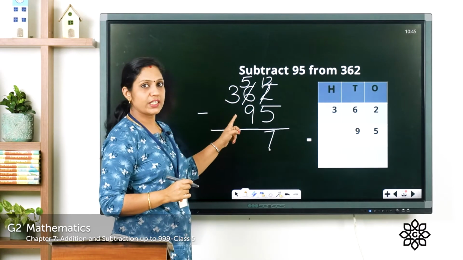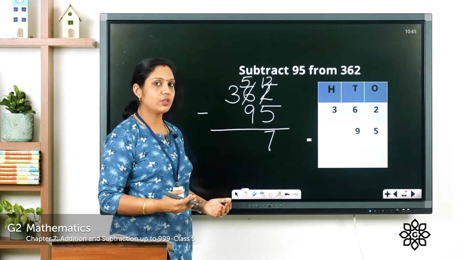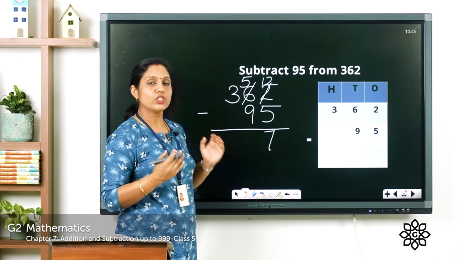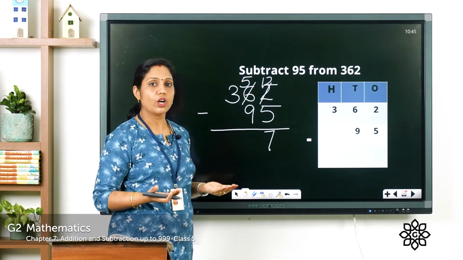Now let's move on to the tens place. We have 5 minus 9 in the tens place. So are we able to subtract 9 from 5? Which number is greater? Is 5 greater or 9 greater? 9 is greater. So we are not able to subtract.